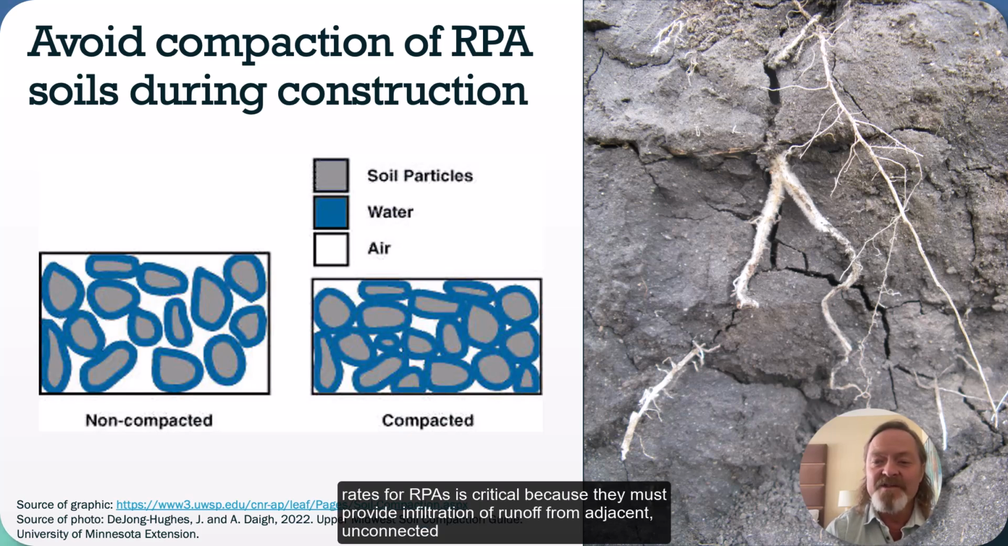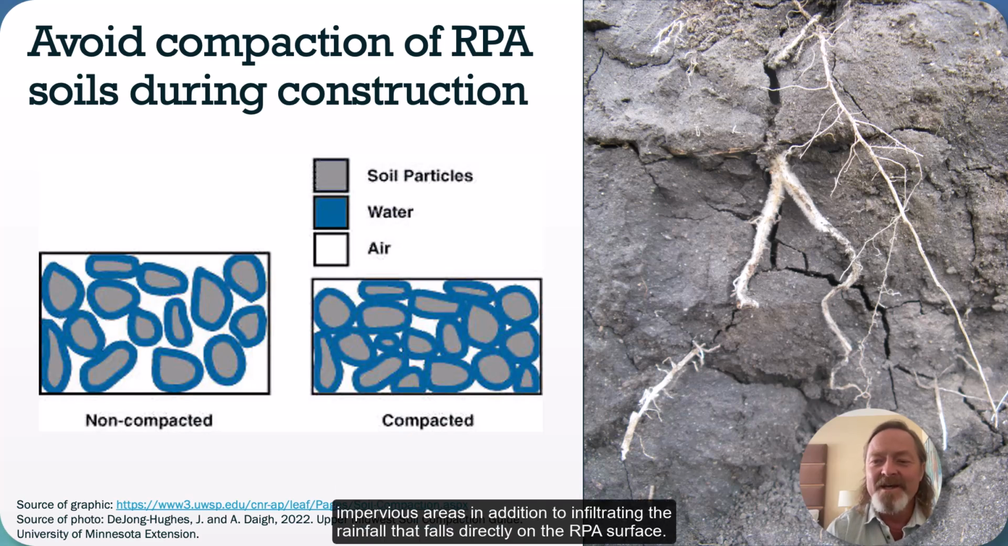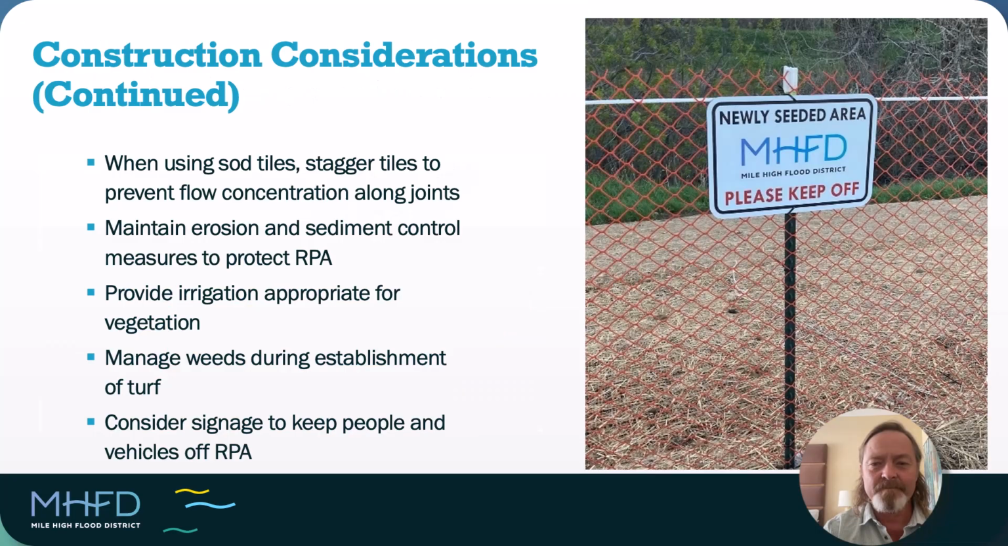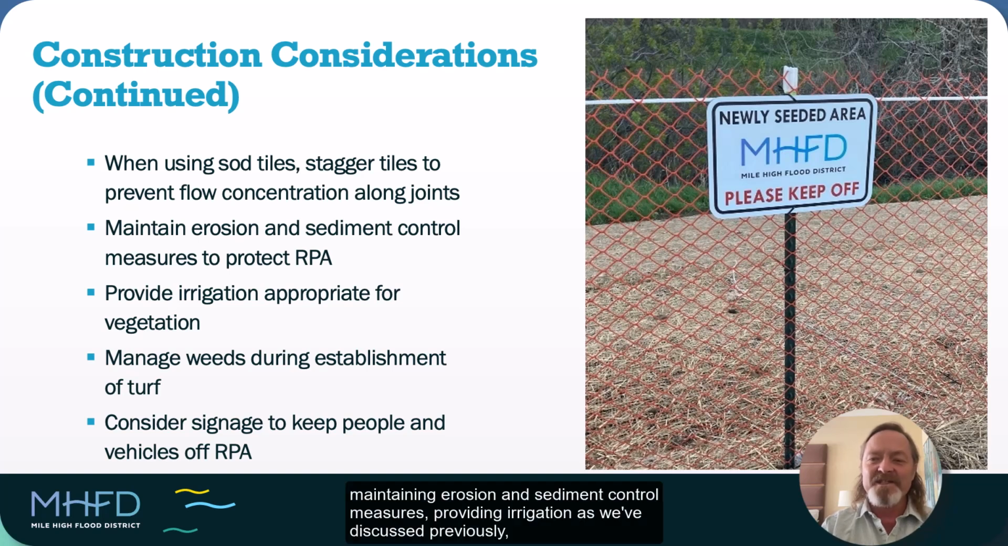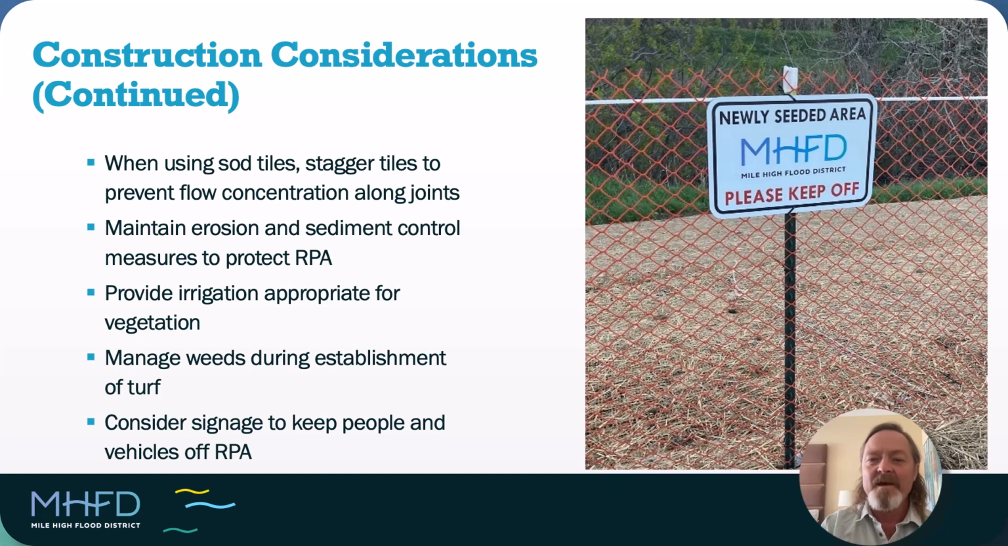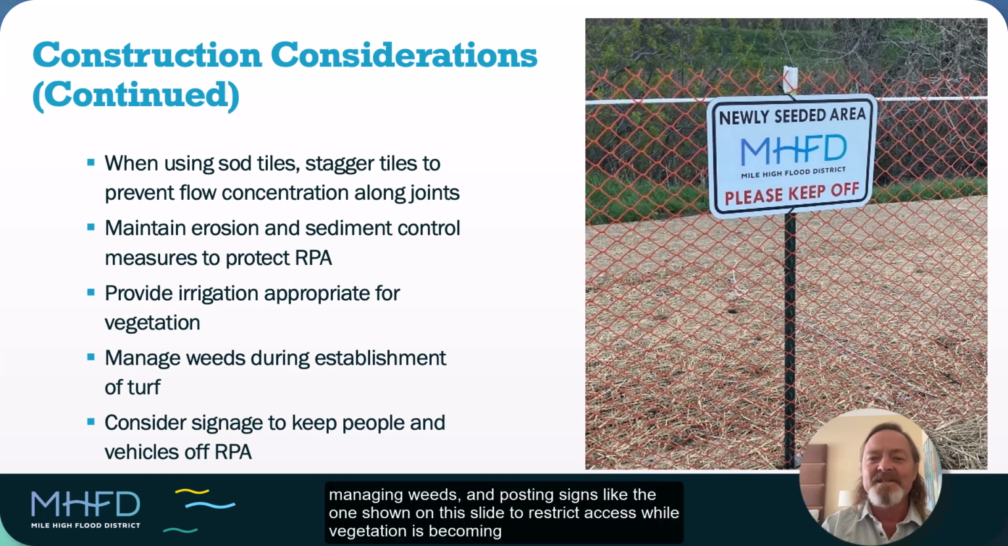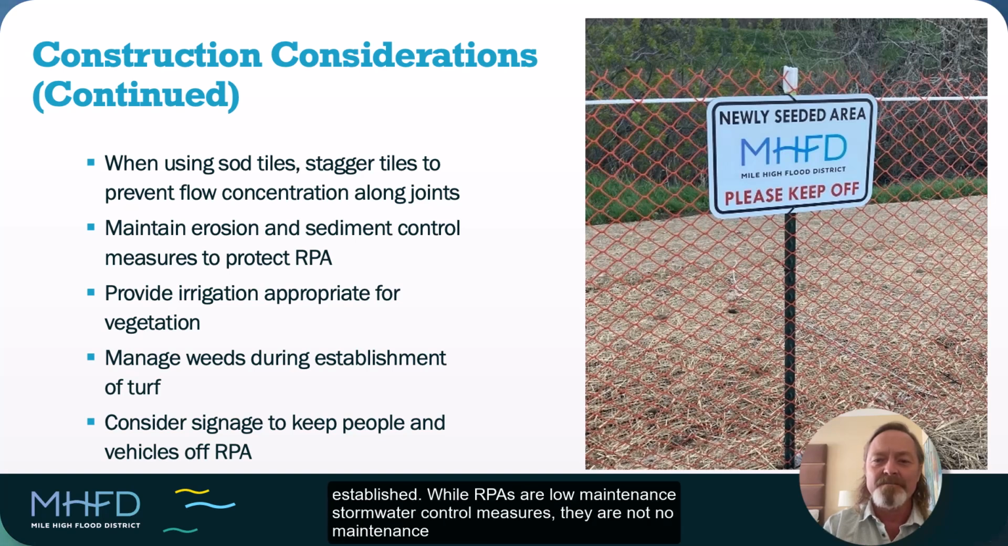Maintaining high infiltration rates for RPAs is critical because they must provide infiltration of runoff from adjacent unconnected impervious areas in addition to infiltrating the rainfall that falls directly on the RPA surface. Additional construction considerations include staggering of sod tiles when you're installing sod for an RPA, maintaining erosion and sediment control measures, providing irrigation, as we've discussed previously, managing weeds, and posting signs like the one shown on this slide to restrict access while vegetation is becoming established.